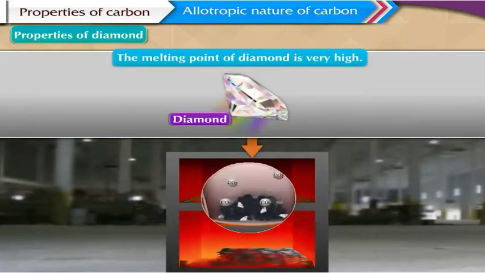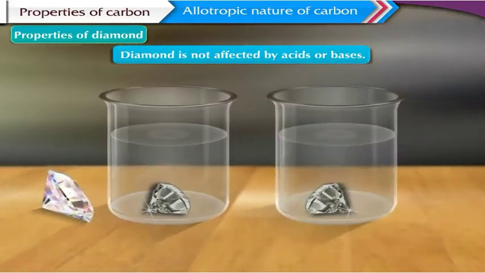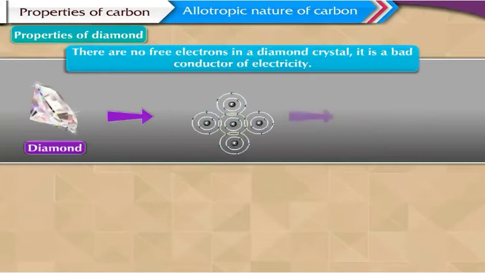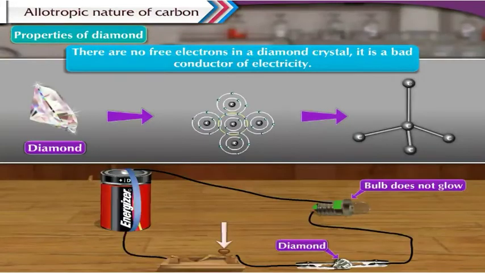When diamond is heated to about 800 degrees Celsius in the presence of oxygen, it does not melt. It gives out only carbon dioxide during this process. No other product is formed. Diamond does not dissolve in any solvent. Diamond is not affected by acids or bases. Since there are no free electrons in a diamond crystal, it is a bad conductor of electricity.